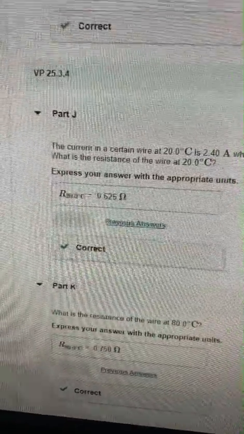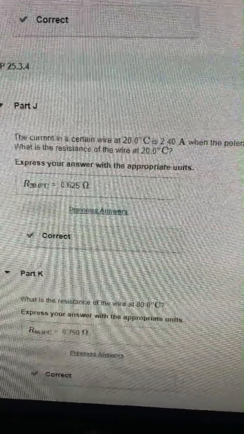For part J, the question asks us, the current in a certain wire at 20 degrees Celsius is 2.4 amps when the potential difference between the ends of the wire is 1.5 volts. The wire is heated to 80 degrees Celsius and the potential difference remains the same. The current decreases to 2 amps. What is the resistance of the wire at 20 degrees Celsius?